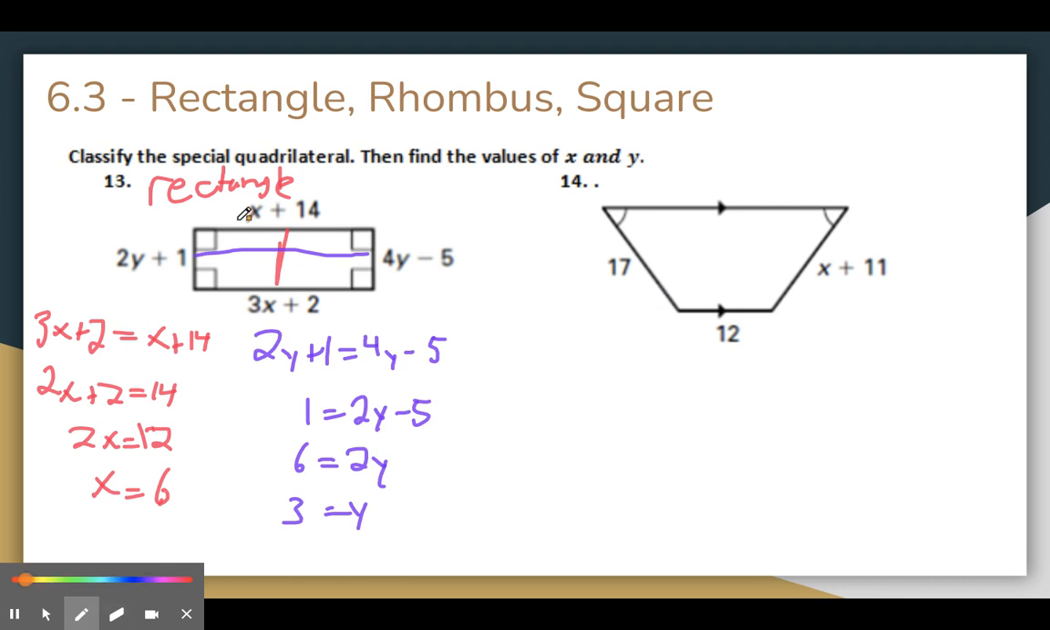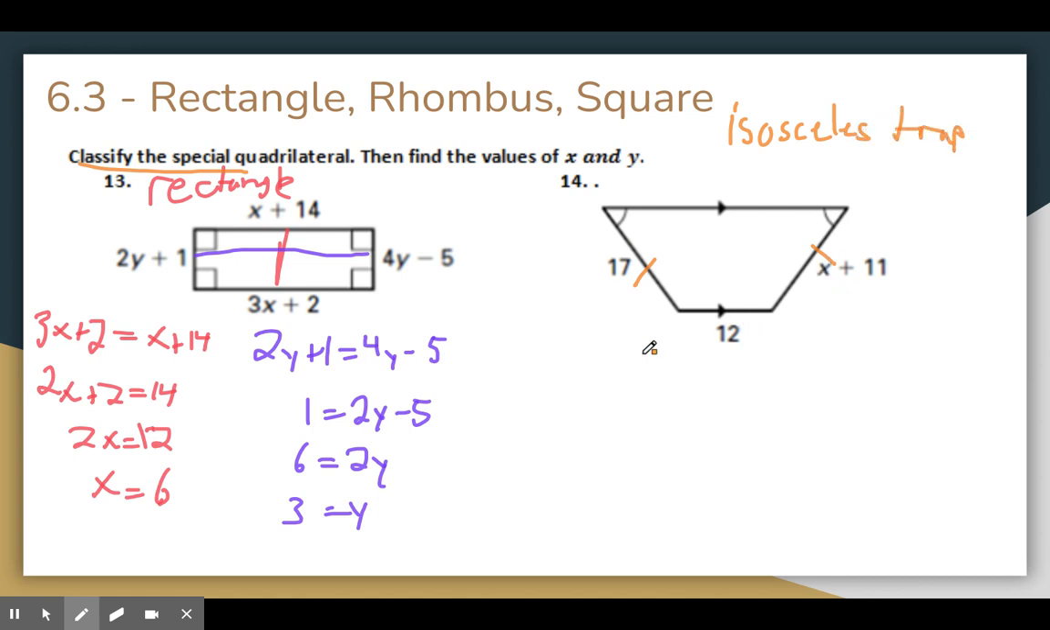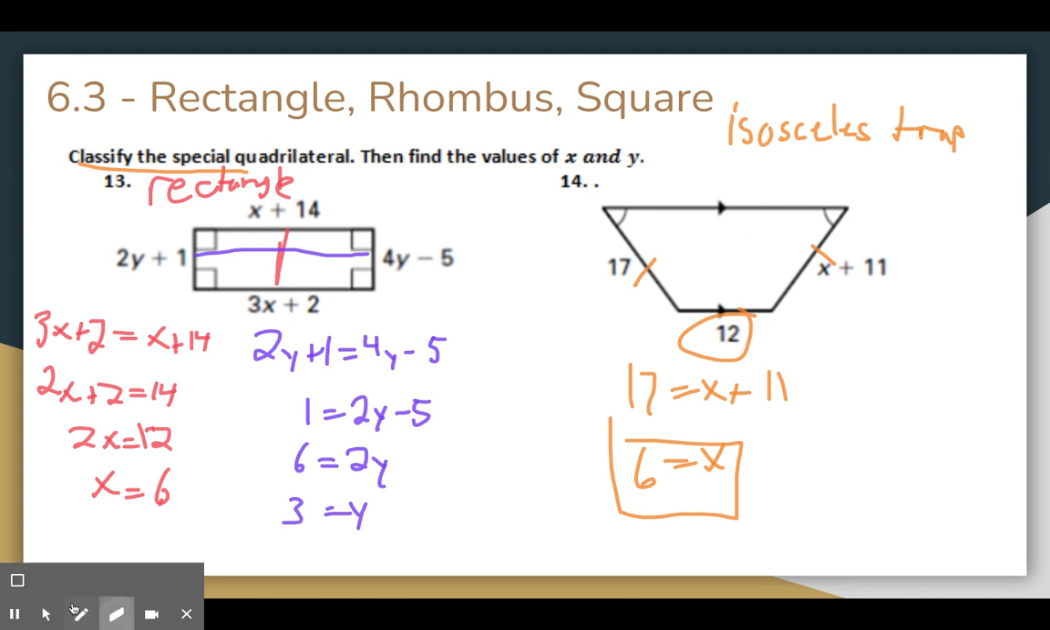If we want to classify this special quadrilateral, we see that we have 2 congruent angles, which means that these are 2 congruent sides. So we know that if we're going to identify it, it is an isosceles trapezoid. And if these 2 sides are equal and congruent to each other, that means that 17 is equal to x plus 11, which means we subtract 11 and get x is equal to 17 minus 11, which gives us 6. So x is equal to 6. This 12 here doesn't really help us much at all. It's just kind of extra information.